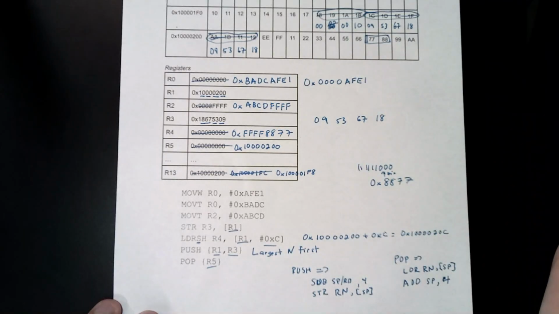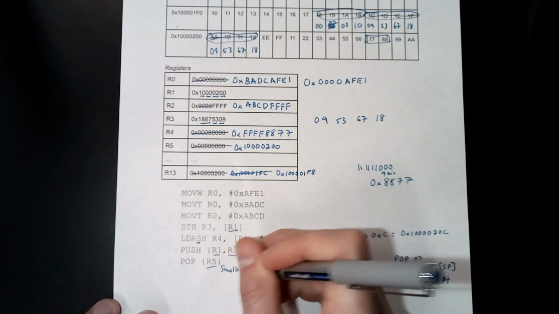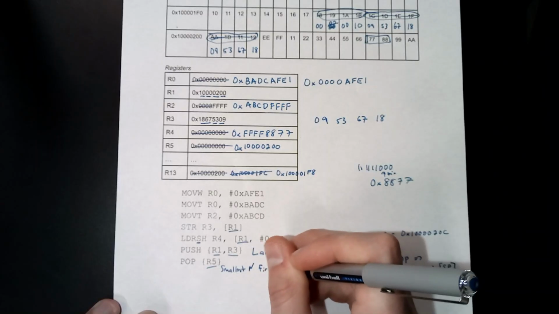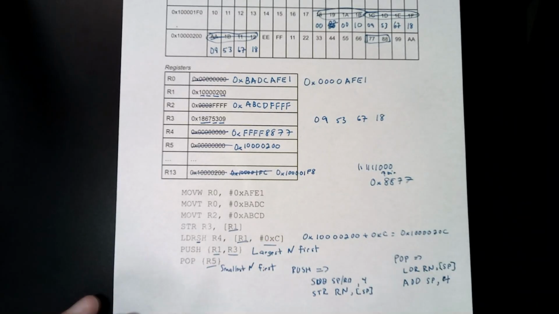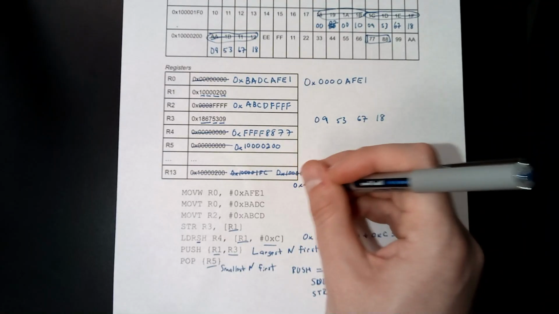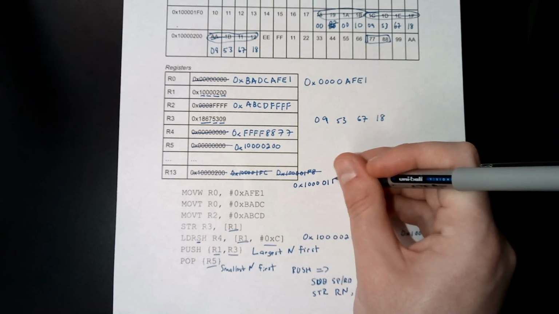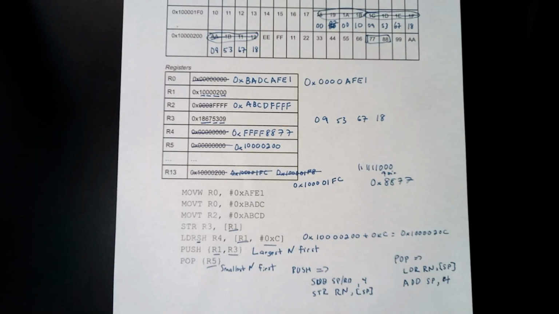That memory doesn't go away; it stays there until we overwrite it with another push instruction. And I should keep in mind that for pop, we do the smallest n first. It is the reverse of the push instruction. Push and pop are the reverse of each other in every way, right? And then we do the add. So we're going to end up with 0x100001FC as our final value for R13.